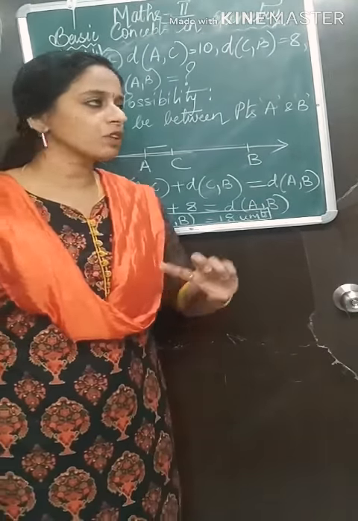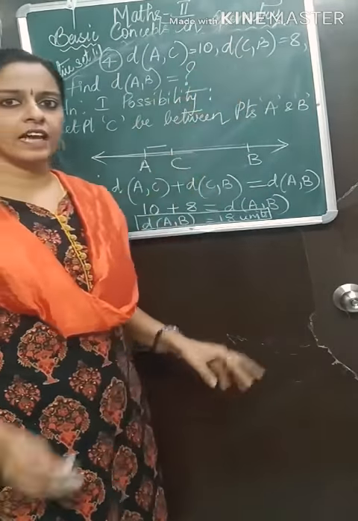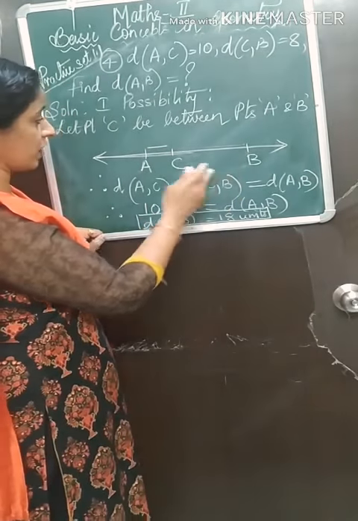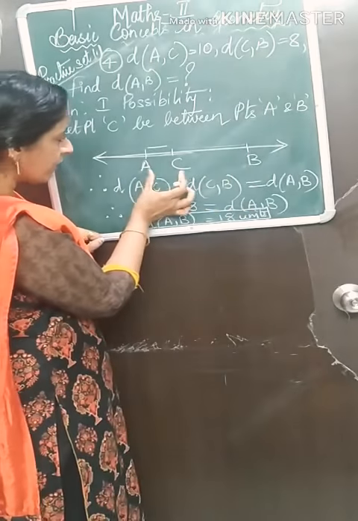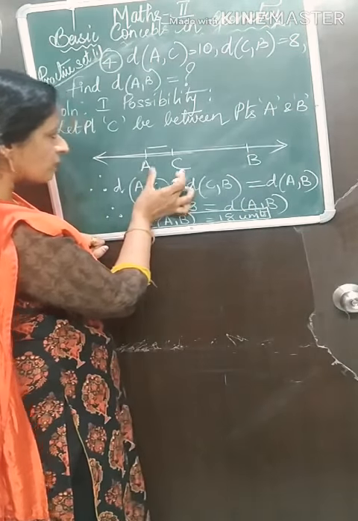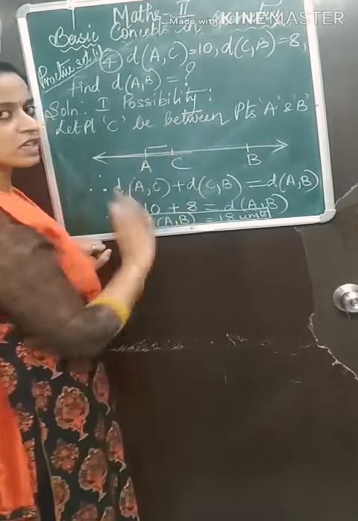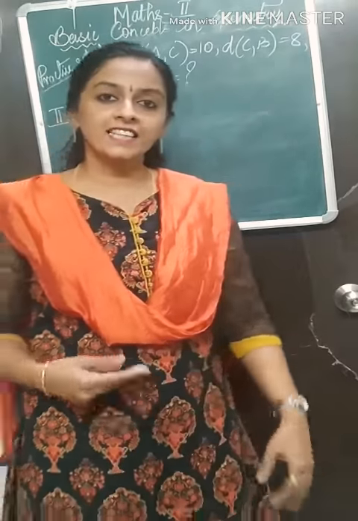So you got the first possibility. In the first case, what did we consider? We considered C in between A and B. Then you will draw the figure. The figure is very important. C will be between A and B. Then we added the first two points, and the second and third points, to get the distance between the first and the third point. Consider the second possibility.